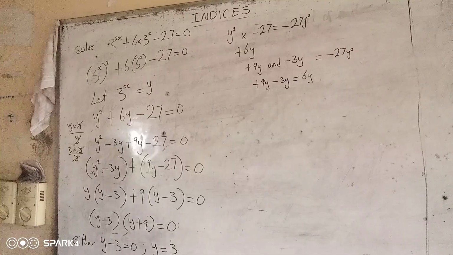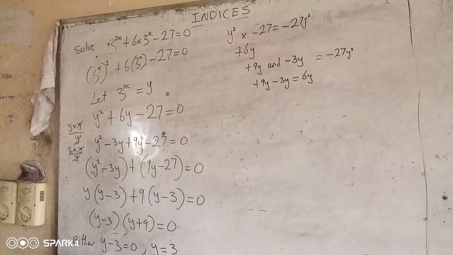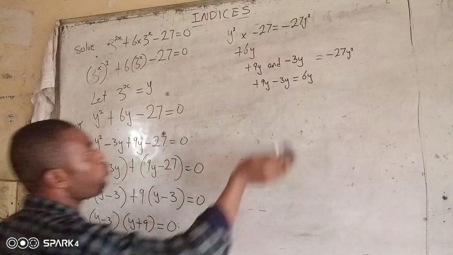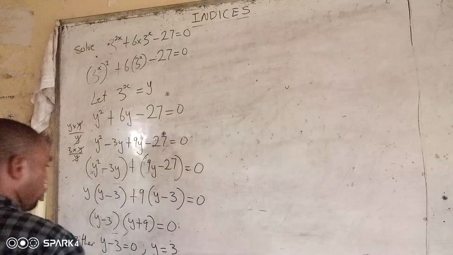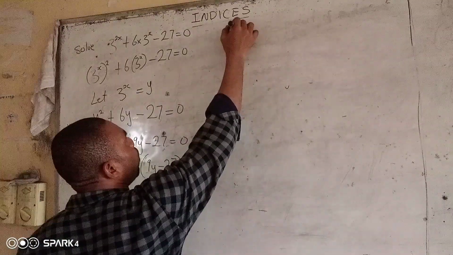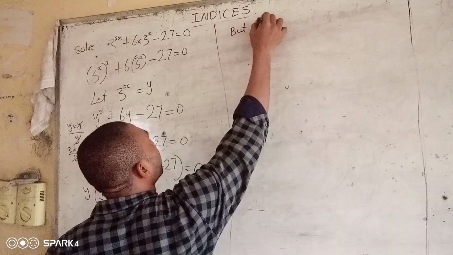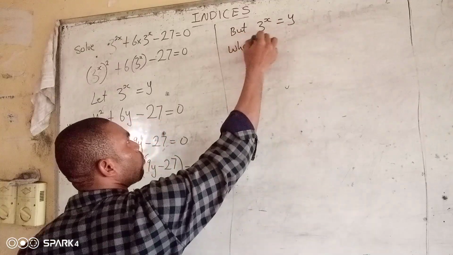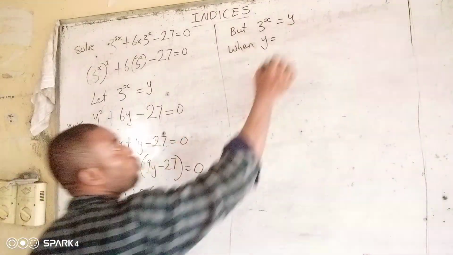Now I'm having two values for y, as y is equal to 3 and y is equal to minus 9. But remember, this is not our final result, because remember, we told you that let 3 raised to the power x be equal to y. Now let's solve for x. Now, from here you're going to say, recall, 3 raised to the power x is equal to y. Let's say when y is equal to 3. That is the first result for y.